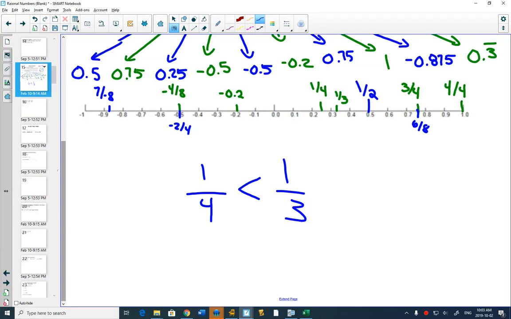Can you see why students would say that 1/4 is bigger than 1/3? You see the 4, you see the 3, right? You know that 4 is bigger than 3. Okay? So you would be tempted to say that 1/4 is bigger than 1/3.